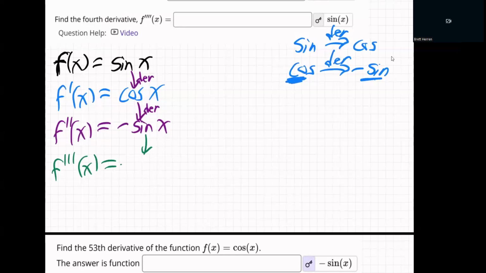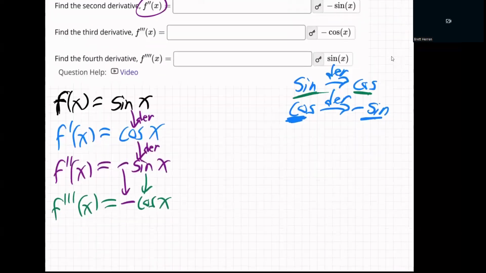Now that negative just sits in the front. Here, let me just keep the color the same to make it clear. The negative just sits in the front. What's the derivative of sine? The derivative of sine is cosine of x. Okay, that's the third derivative, and they want a fourth.